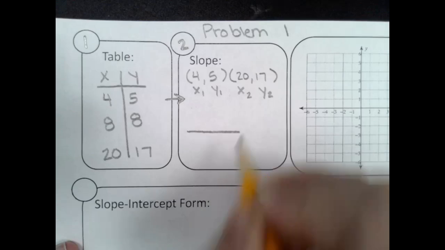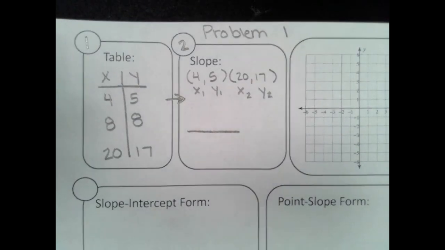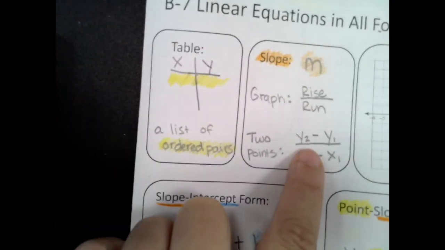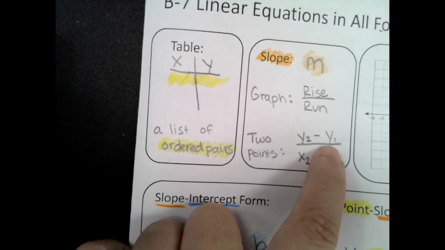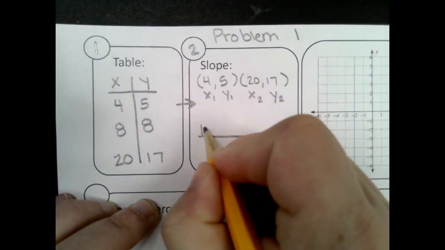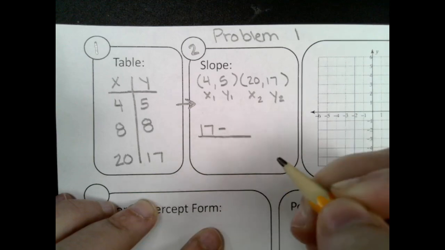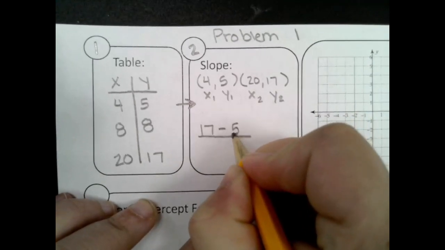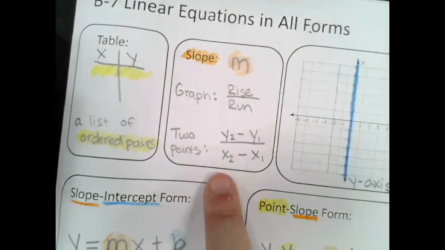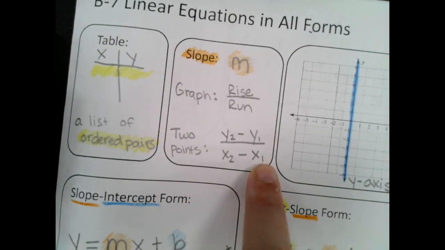So what number am I going to start with? And if you need to flip back, flip back. We wrote it on the first page. We start with y2 minus y1 in the top. So what is my y2? 17 minus, what is my y1? 5. Okay, over. Now on the bottom, x2 minus x1. Good, 20 minus 4.